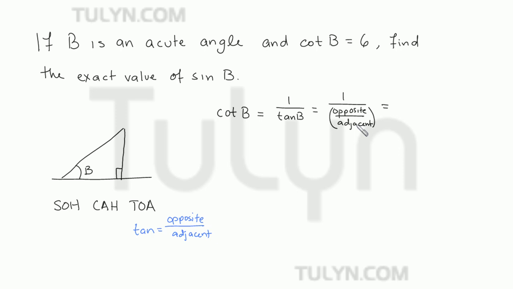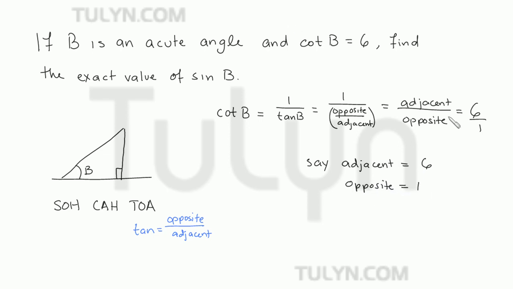And when you take the reciprocal, you just flip the fraction. So cotangent of B is going to be adjacent over opposite. And since cotangent of B is 6, well, we can rewrite that as 6 over 1, right? Because it's the same thing. So we can say that the adjacent side is equal to 6 and the opposite side is equal to 1, right? I'm just pairing up the denominators together and the numerators together, since we have that ratio.